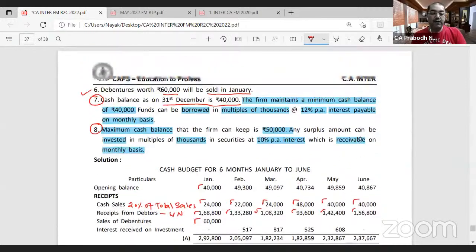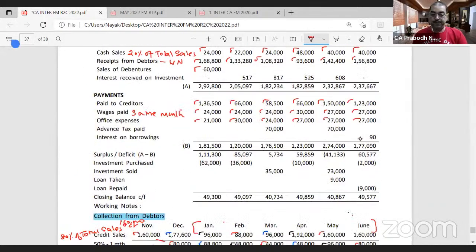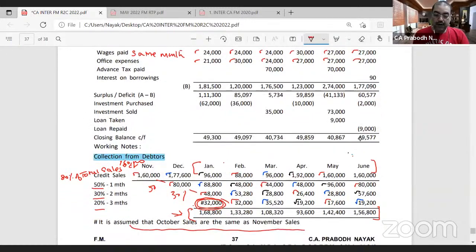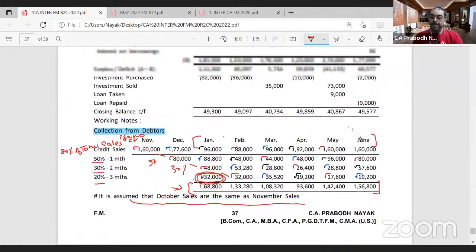Then they have given advance tax paid in the month of March and May, 70,000 each. So advance tax payment 70,000 in March. Okay, up till here it is clear.